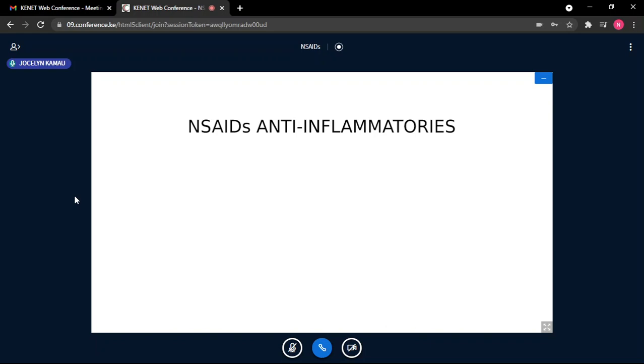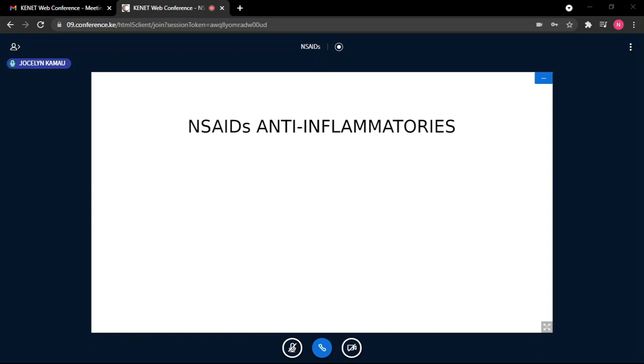And indeed, that is the basis of the action of the non-steroidal anti-inflammatories. They are supposed to block the synthesis of the prostaglandins when there is injury, trauma, or pain. So how does that work? That would only work if the non-steroidal anti-inflammatories are able to block the enzyme that converts arachidonic acid to prostaglandins.